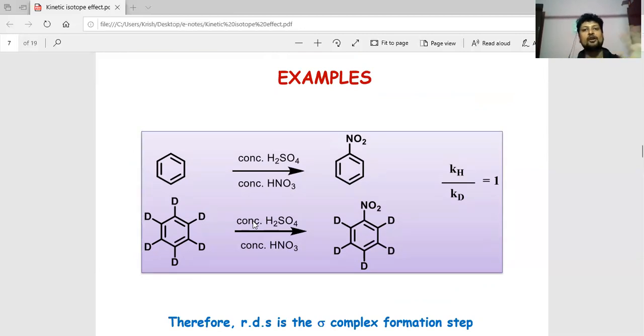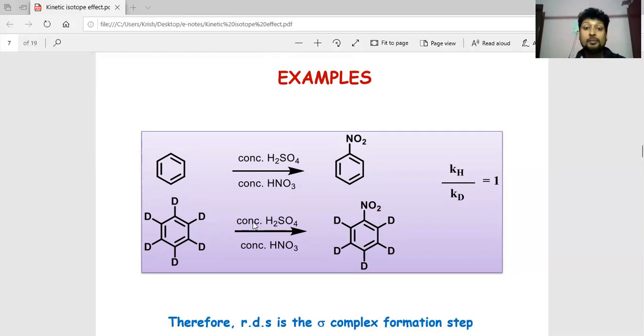D6 means, as I have already discussed in class, all the hydrogens of benzene have been replaced by deuterium. Now the same reaction has been repeated and we get deuterated nitrobenzene, and say the rate constant is Kd. Here we experimentally find that the Kh by Kd ratio comes out to be 1. That means it does not exhibit primary kinetic isotope effect.